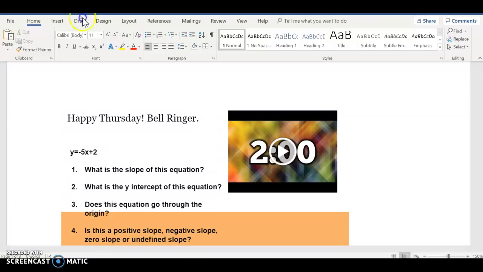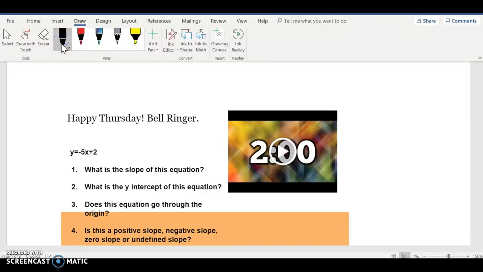So the first thing we're going to go over today is this bell ringer. I know it's not in your notes, but I would like for you to follow along with me. Maybe write it down in the corner of your paper. So it says bell ringer. y is equal to negative 5x plus 2. So they want to know what is my slope for this equation.